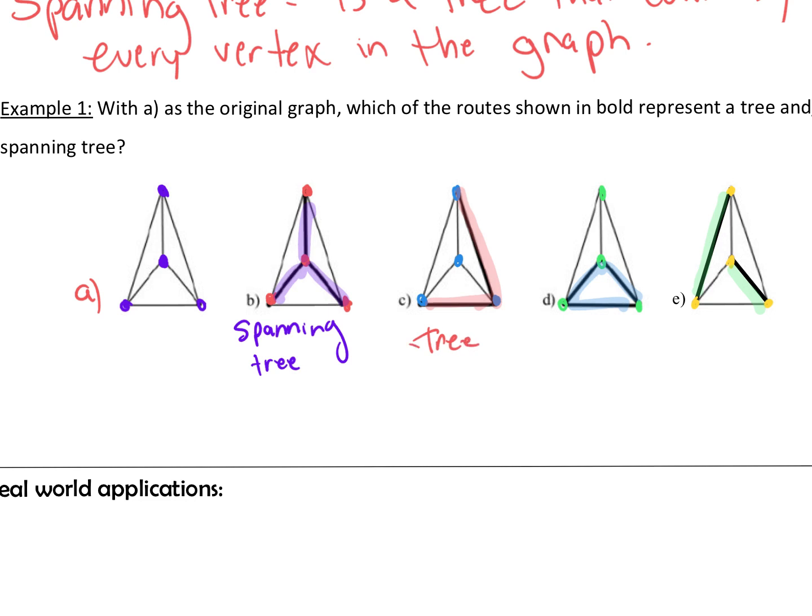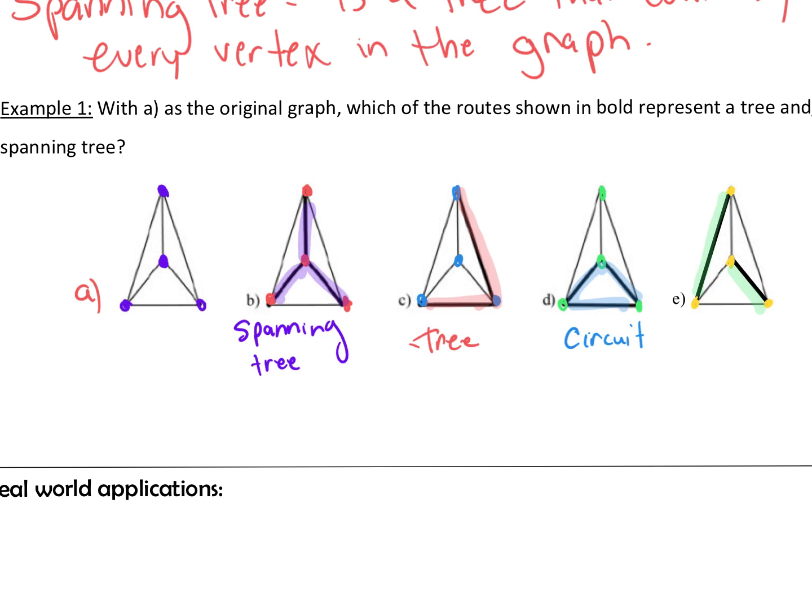And then letter D, the graph that's got the green vertices, what's wrong with that one? What does that one contain that the other ones don't? Does everyone see that it's got a circuit? Guys, this is a circuit. And because it's a circuit, it's not a spanning tree, it's not a tree. It's disqualified. We're not looking at creating any circuits when we're talking about spanning trees.